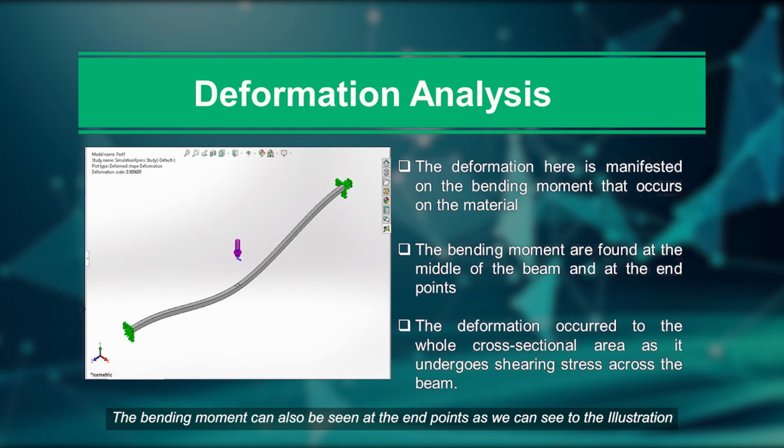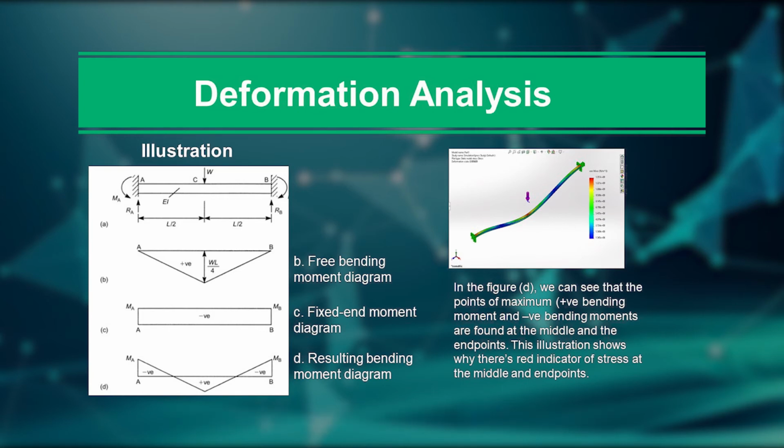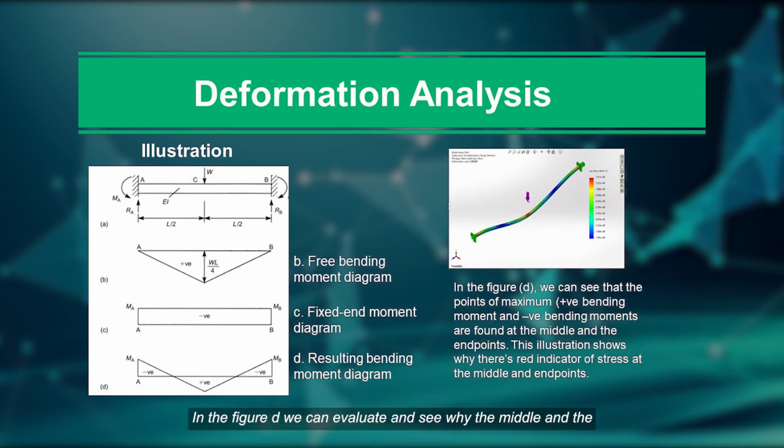The bending moment can also be seen at the endpoints, as we can see in the illustration that if we apply a 35 kN load at the middle, a positive deflection along the upward direction is visible at the ends, while negative deflection along the downward direction is visible at the center. In figure D, we can evaluate and see why the middle and the endpoints experience stress and deform the material the most.